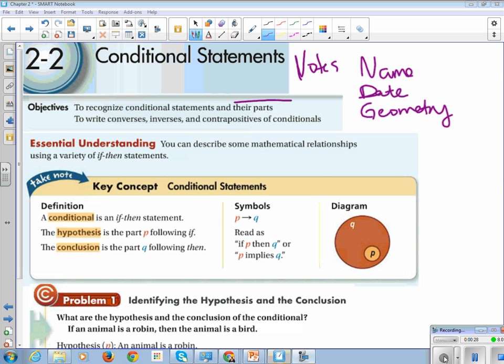Go ahead and write the learning objective on your paper as well, right underneath your title. In this section, we're going to learn to recognize conditional statements and their parts, and then to write converse, inverse, and contrapositives of conditionals. You can describe some mathematical relationships using a variety of if-then statements.